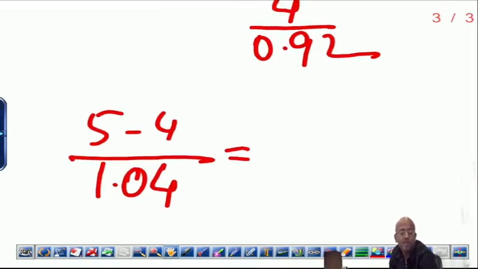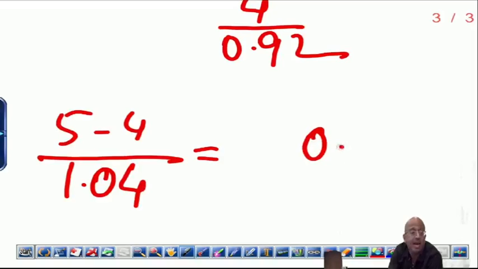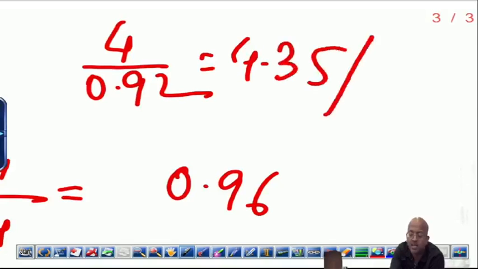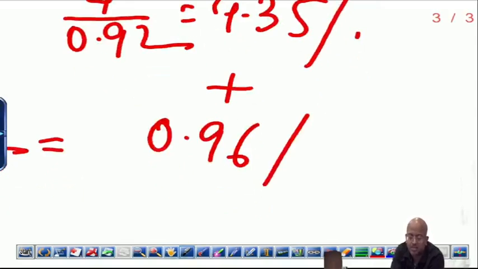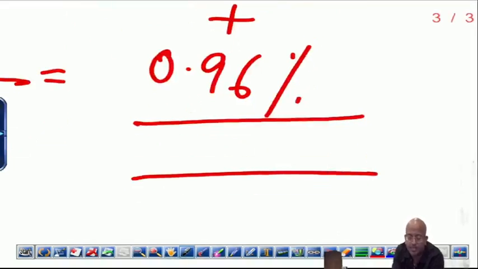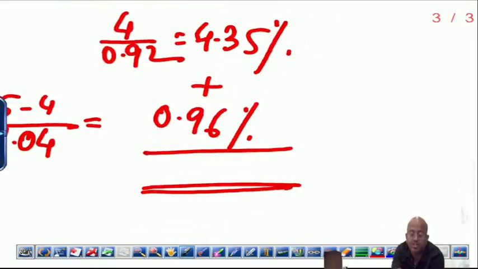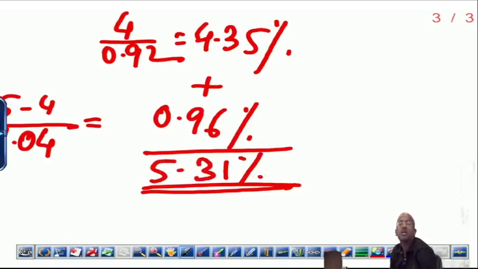5 minus 4 divided by 1.04, what is it coming to? 0.96. And what was the first rate? This was 4.35, students are saying. So 4.35 plus 0.96%. I had done the multiplicative model in class, so therefore I did not get my answer correct when the institute released the solution. 4.35 plus 0.96, which is 5.31%. It is the effective cost in euro terms of dollar funds.